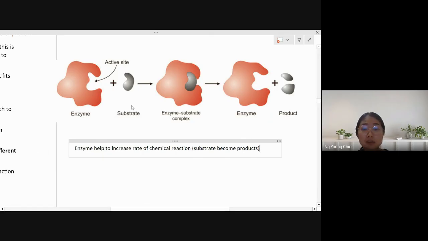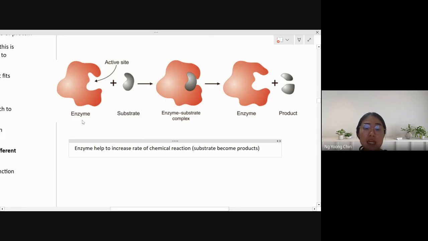Especially in the digestive process. Just like we mentioned about the digestion process, after we eat the rice, the rice will be catalyzed by the enzyme in our saliva. We call it salivary amylase. So those are the enzymes. Enzymes are protein products.